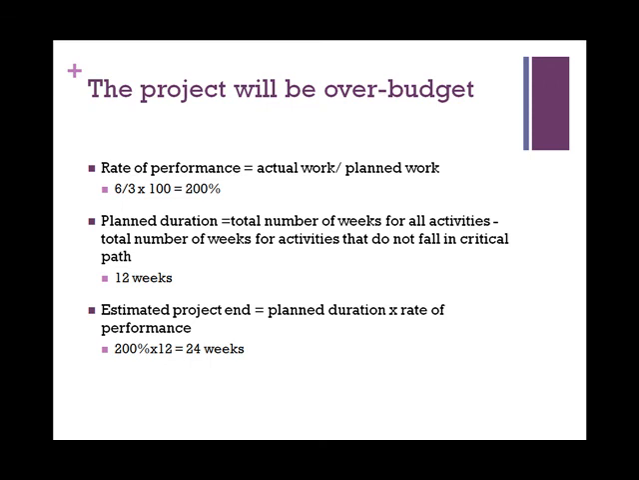The calculated rate of performance was 200%. Planned duration was calculated by subtracting planned duration for activities that do not fall in the critical path from the planned duration in weeks for all activities. Calculated planned duration was 12 weeks. By multiplying planned duration by the rate of performance, I determined that the estimated project end would be 24 weeks. Because the estimated project end is twice as long as the original planned duration, it is possible to conclude that the project will be over budget.